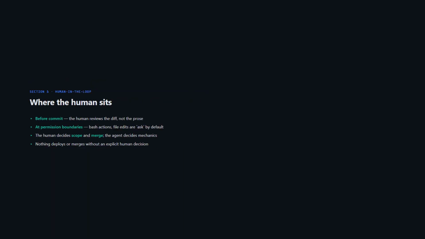Where does the human sit? At the boundaries that matter. The human reviews the diff, the code, not the agent's explanation of the code. The human is the decision gate at permission boundaries. Bash actions and file edits are asked by default, so nothing side effectful happens silently. And the human decides scope and merge. The split is the agent decides mechanics, the human decides intent. Nothing deploys, nothing merges without an explicit human decision. That's a hard rule, not a preference.